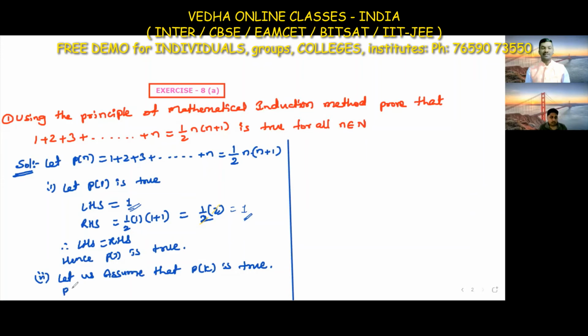That means the given statement becomes P of k equals 1 plus 2 plus 3 and so on, up to the kth term, equals 1 by 2 into k into k plus 1. N plus 1 means k plus 1.